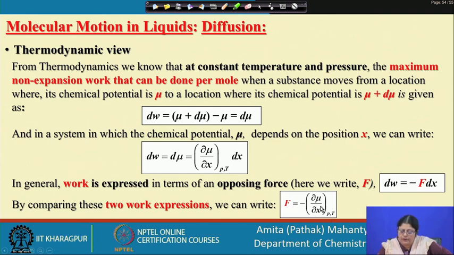Suppose I have a plot of chemical potential mu on the y axis, and on the x axis I have the distance x. Then we have the slope of that curve. The mu versus x plot gives you the slope, and this slope is the gradient in chemical potential. So, the negative gradient in chemical potential can be equated to the opposing force which we have identified for expressing the general expression of work.